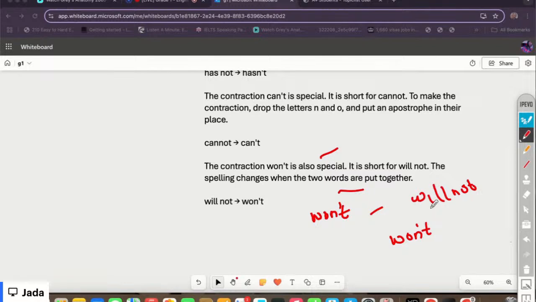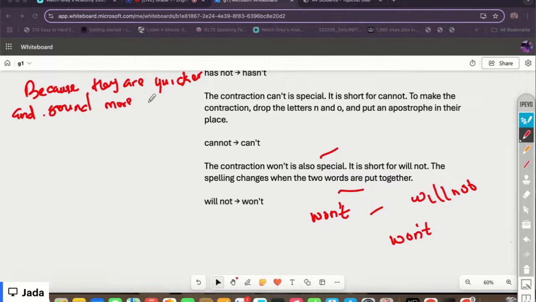So in our everyday life, of course, we use contractions because they are quicker and sound more natural. Okay? So, yeah, contractions are very important because in our everyday life, we use them. They're very fast and in fact, they sound so natural when you want to use them. Okay?